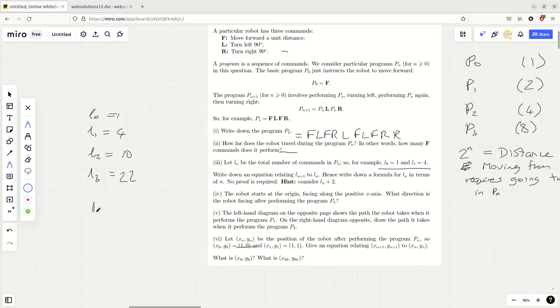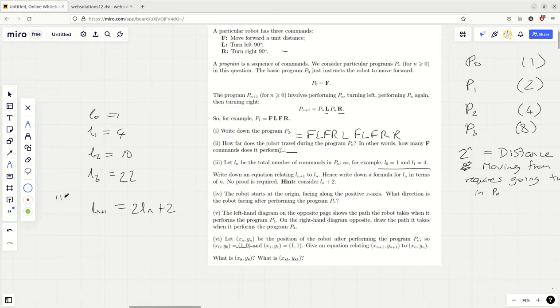And hopefully you can see here, each time, going from Ln to Ln+1, you need to double the number of commands you did in Ln, and then add on 2, which represents this L and this R. So we're doubling it because we've got two Pn's there, and then we're adding on the two extra commands which are in this sentence, so we get 2Ln+2. So that's not too bad either.